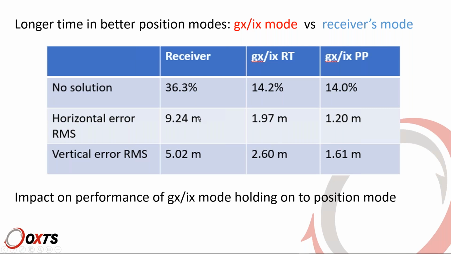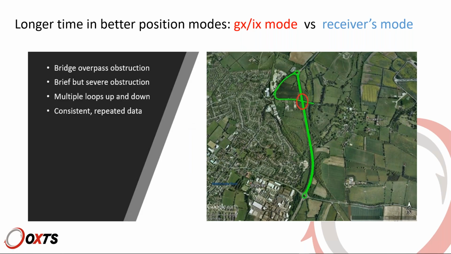But even just looking at the real-time performance, you can see vertical error is twice as much and horizontal error is 4 times as much in receiver's mode. Second example, in this case, we passed with our vehicle underneath a bridge several times. So we've done multiple loops up and down, to have a long sequence of brief but very severe obstructions. Brief because the time to pass underneath the bridge is a few seconds.